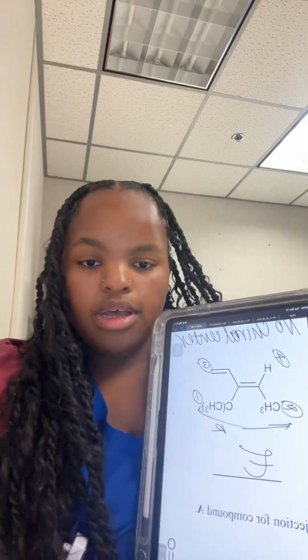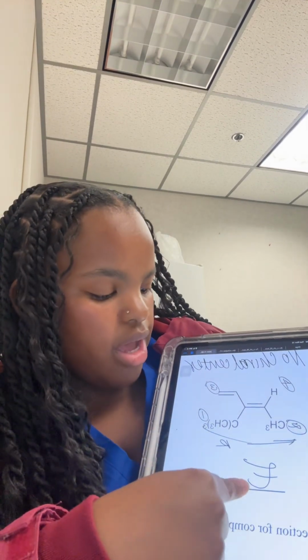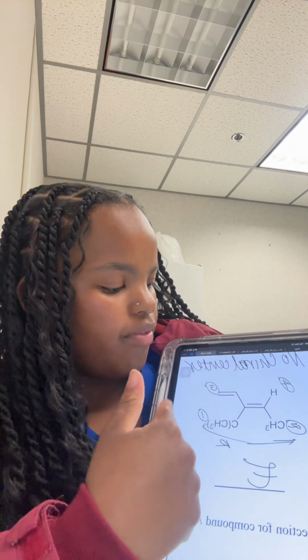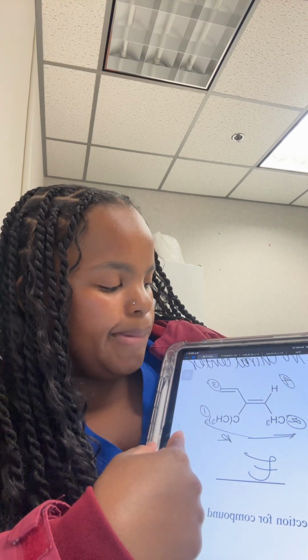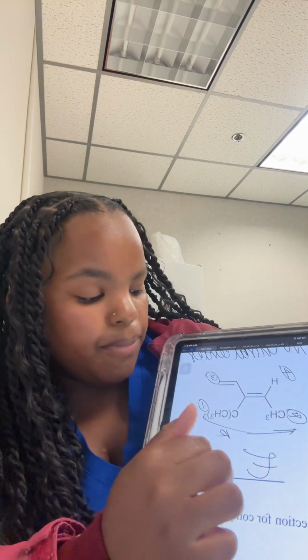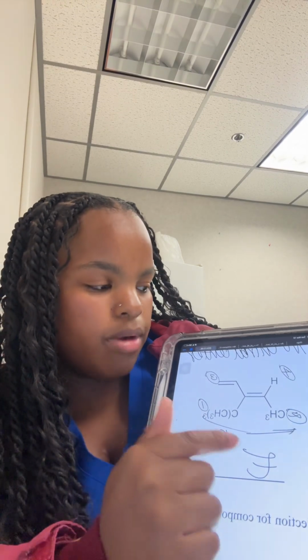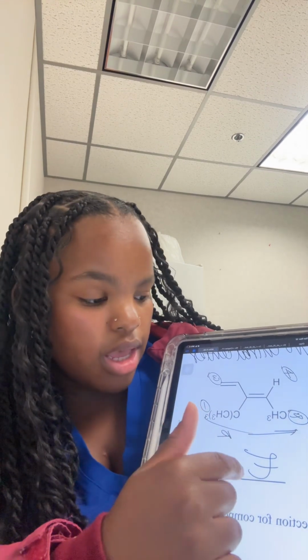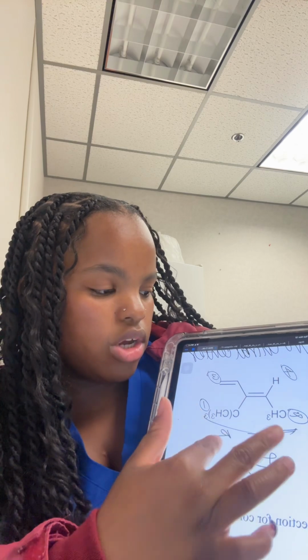All right, and for this one, I ended up getting E because after I numbered my substituents, I found that it's going in the R position, but I actually got E because there isn't a chiral center, and because of the hydrogens and the carbons, it would cause a transposition, which is why I got E.